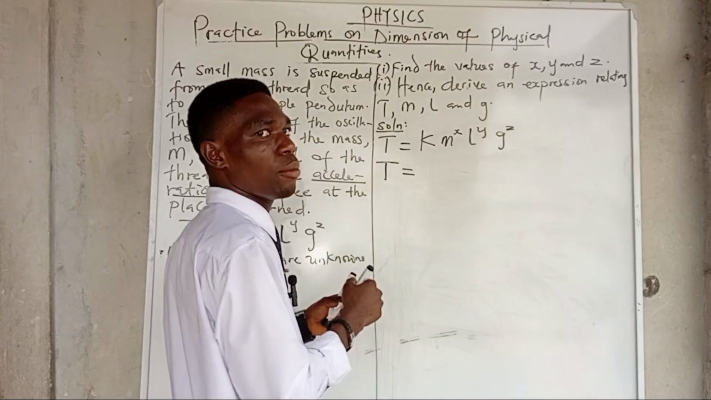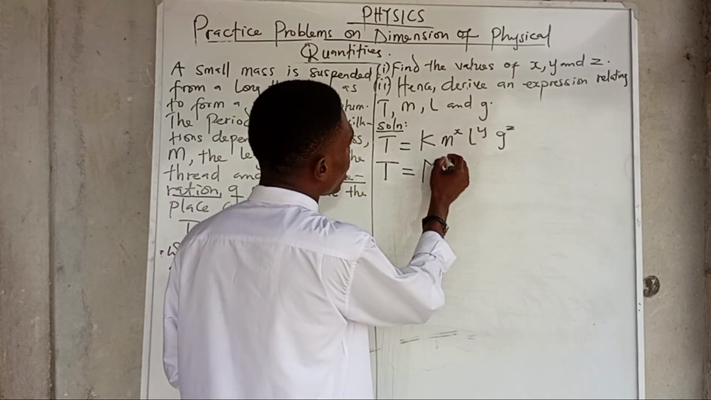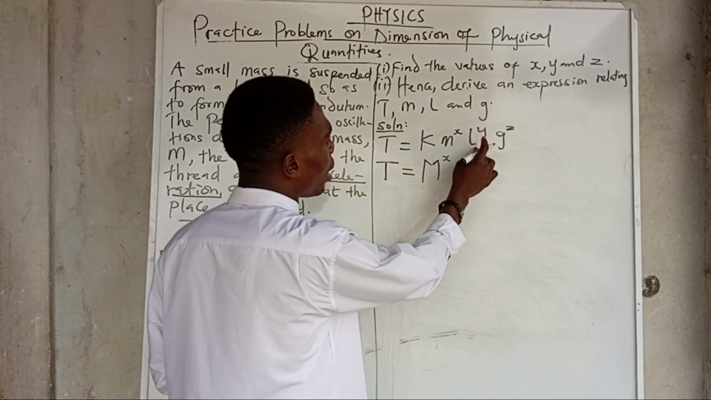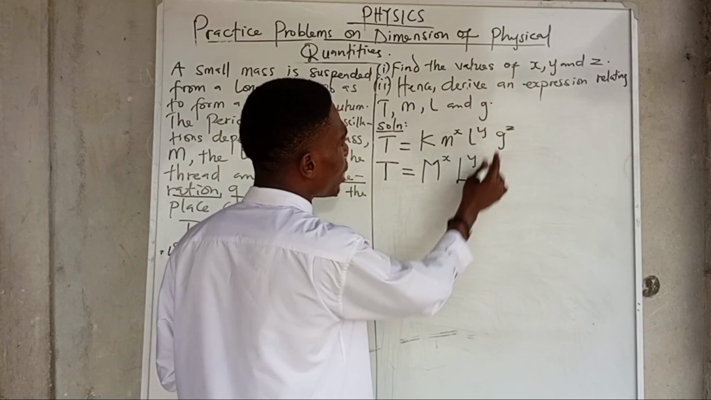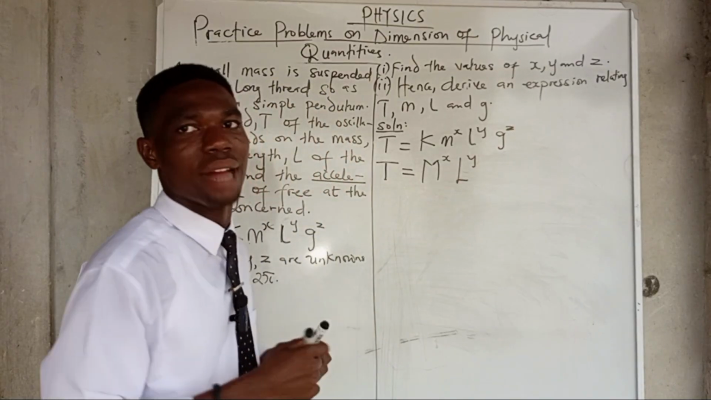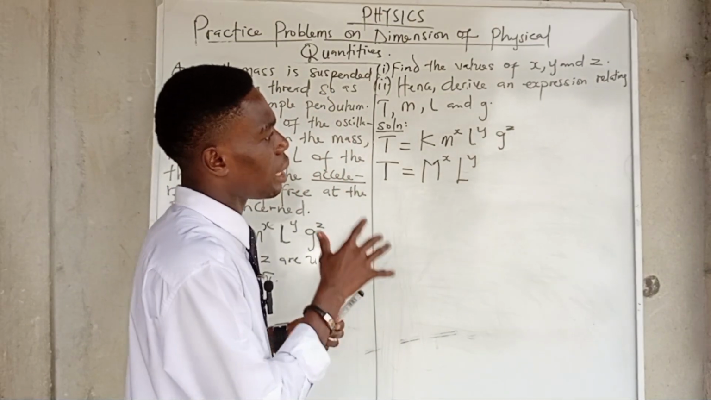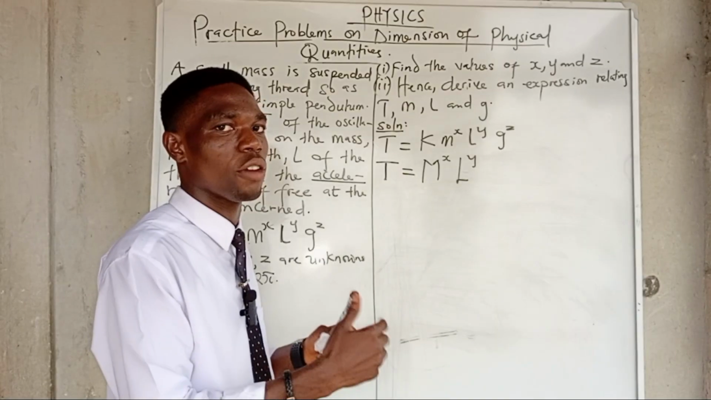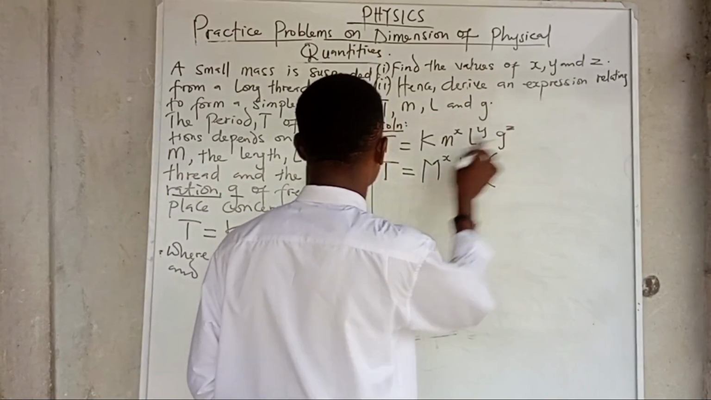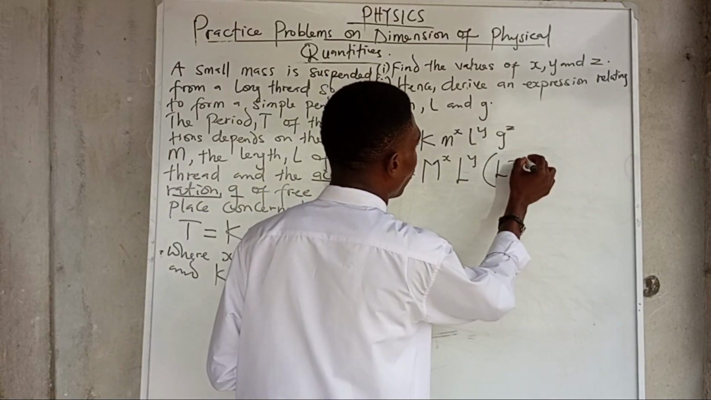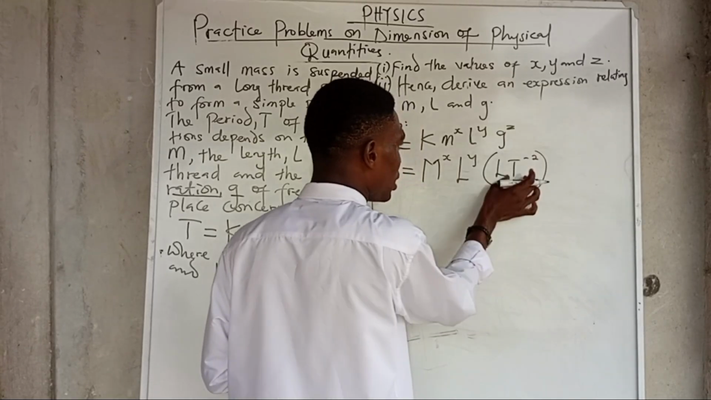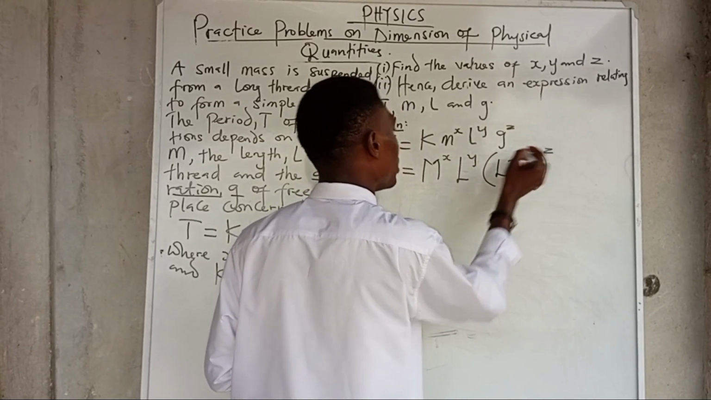Bringing in the dimension of m, which is mass, that m is the power of x, l is the power of y, g is acceleration, and we have derived that the dimension of acceleration is L T to the power of minus 2. So I will replace g, which is acceleration, with L T to the power of minus 2, and then I put z, which is raised to.